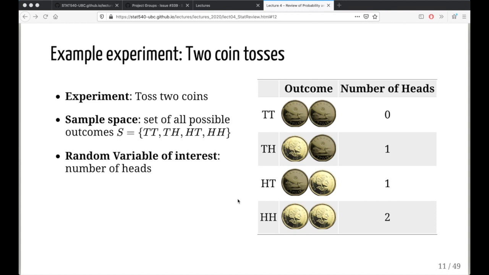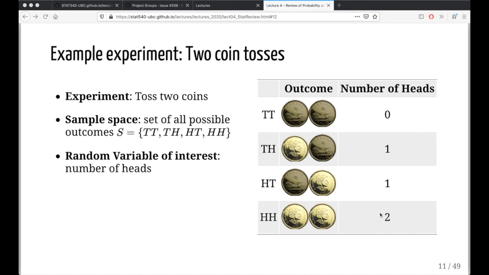So what could be our random variable of interest? For example, we're going to talk about the random variable of the number of heads that we obtained from these two coin tosses. In this right-hand column, we have the number of heads: 0 heads in the first outcome, 1 head in each of the 2 middle outcomes, and 2 in the last outcome. So this represents our random variable.